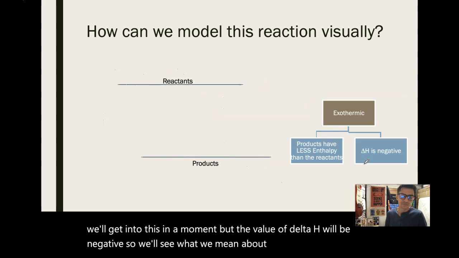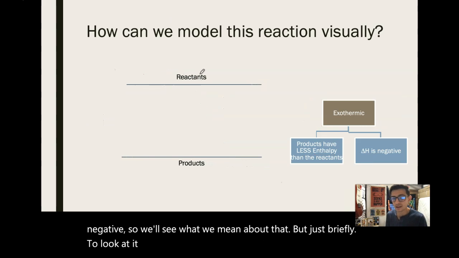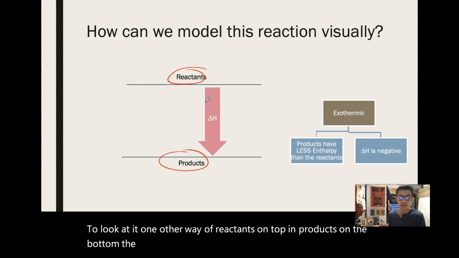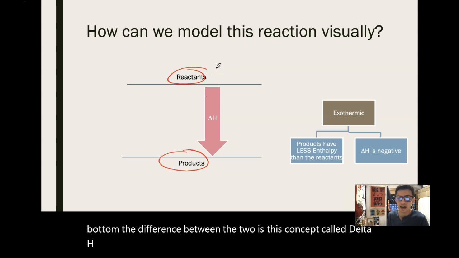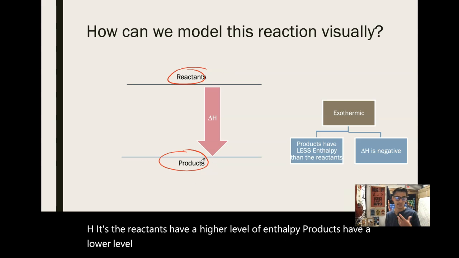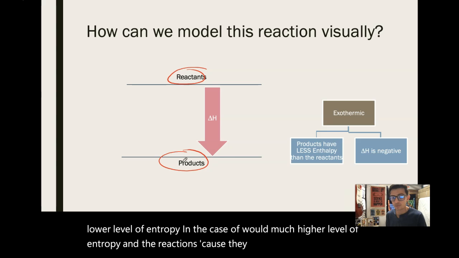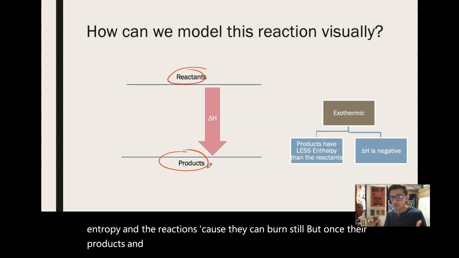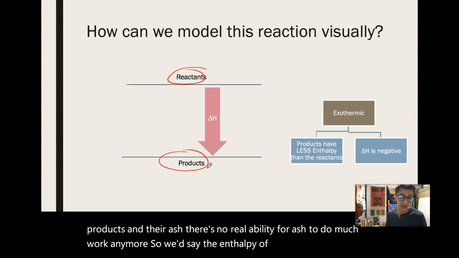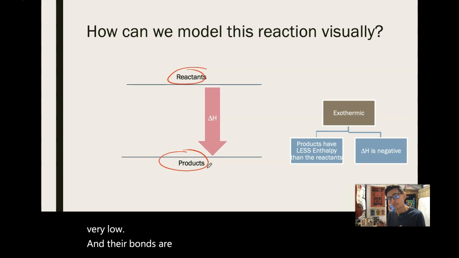But just briefly, to look at it one other way, with reactants on top and products on the bottom, the difference between the two is this concept called delta H. The reactants have a higher level of enthalpy, the products have a lower level of enthalpy. In the case of wood, there's a much higher level of enthalpy in the reactants because they can still burn, but once they're products and they're ash, there's no real ability for ash to do much work anymore. So we'd say the enthalpy of that system is very low, and their bonds are actually very, very stable comparatively.